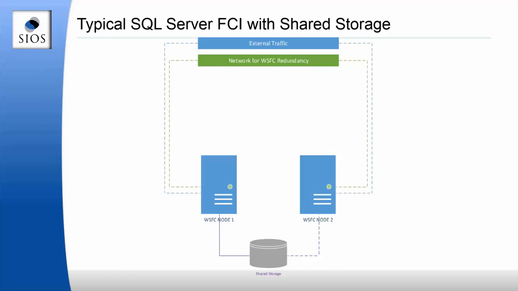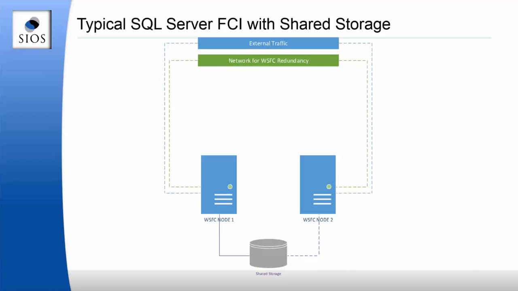A typical cluster looks something like this. Here, for example, we've got a 2-node Windows Server failover cluster. You can have as many nodes as the OS supports, depending on the edition of SQL Server. You generally have redundant networking. With Windows Server 2008, they did away with the concept of public and private, although people still use them that way. All Windows cares about is that you have multiple ways for the cluster to ensure that the nodes can talk to each other. So I have the networks labeled external traffic, and network for Windows Server failover cluster redundancy.